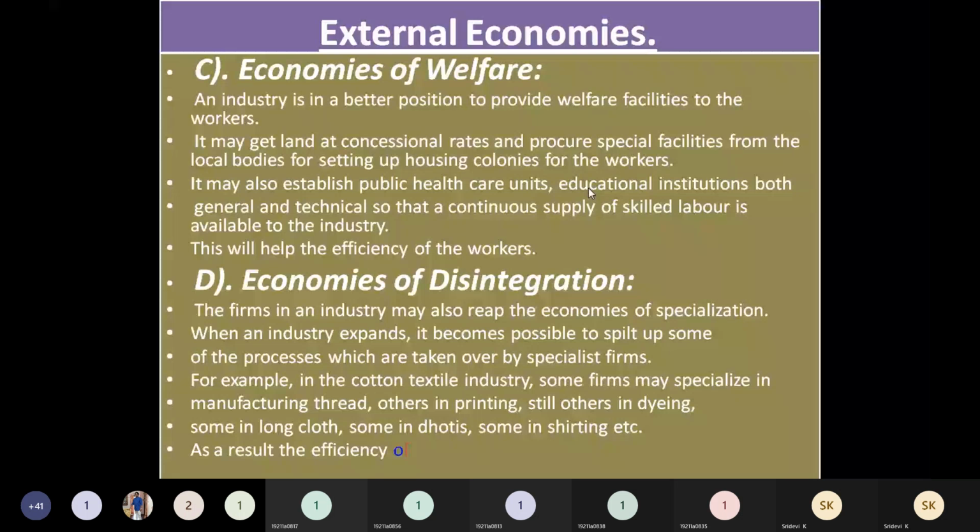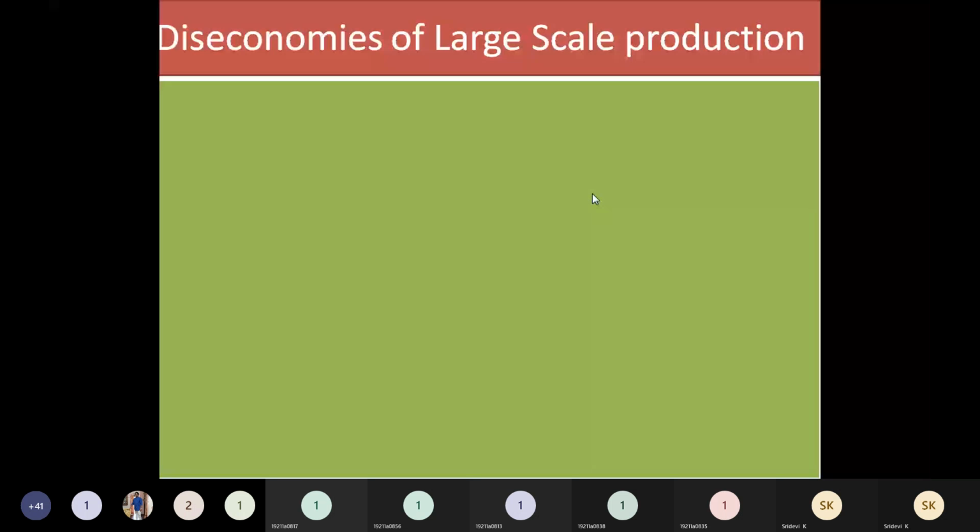This will increase the efficiency of the firm, because all those small companies are related with a specialized field. Only those people who are appointed in that particular company will have more knowledge related to that particular area of work. So automatically that will increase the efficiency of the workers. Even the workers' efficiency will be increased. So all these come under the economies.